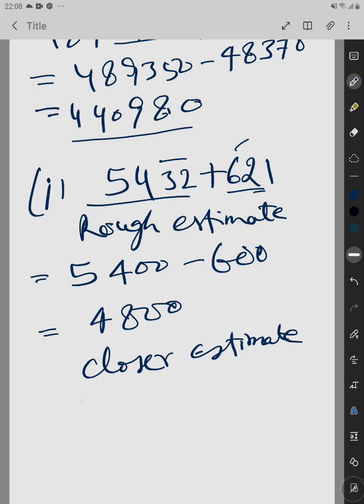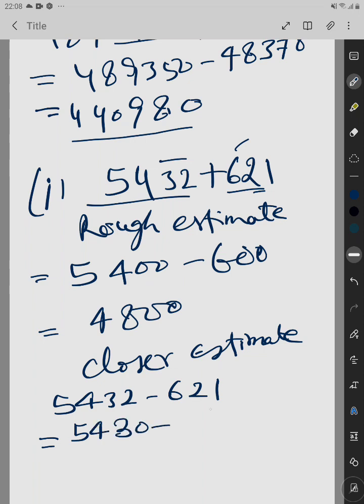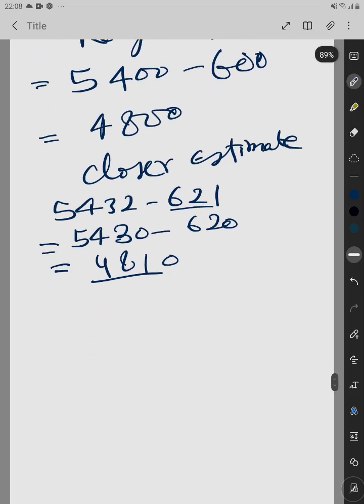How much will it be? It is 5432 minus 621. So nearest tens will be 430 minus 620. So how much will come? 0 1, and this will be 48. Okay, this is the closure estimate.